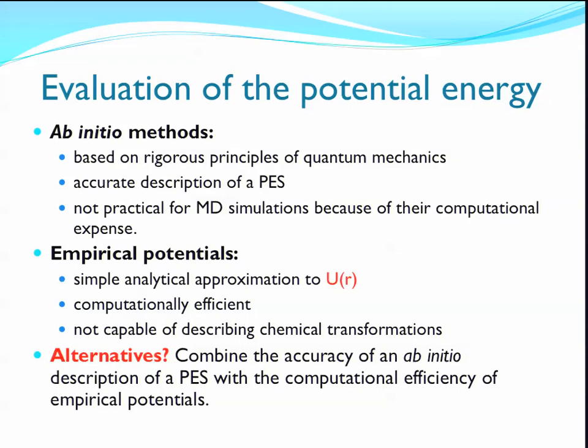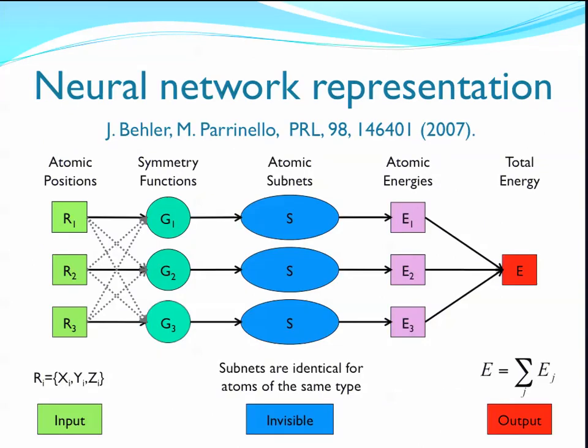Are there any alternatives? Is it possible to combine the accuracy of ab initio description of a potential energy surface with the computational efficiency of empirical potentials? In other words, can we have our cake and eat it too? And it turns out that for some systems it is possible. In our work, we use a neural network representation of potential energy surfaces that allowed us to achieve this goal.